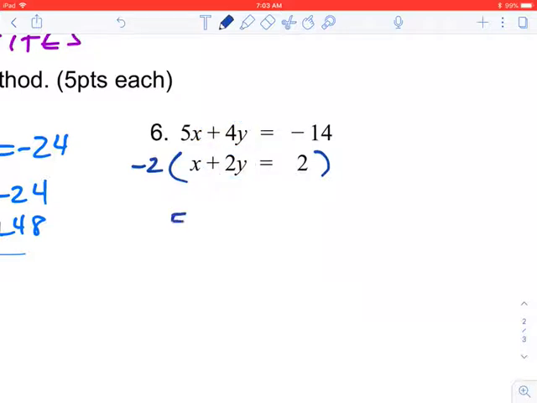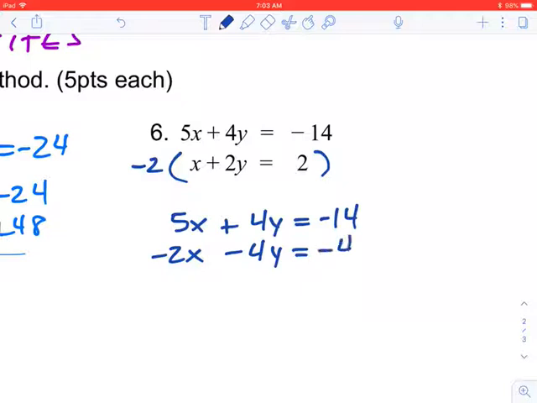So the top one I'm just rewriting. 5x plus 4y equals negative 14. And then the bottom one, negative 2 times x is negative 2x. Negative 2 times 2 is negative 4y. And then negative 2 times 2 is negative 4. Now we have opposites, and I can go ahead and combine these together.